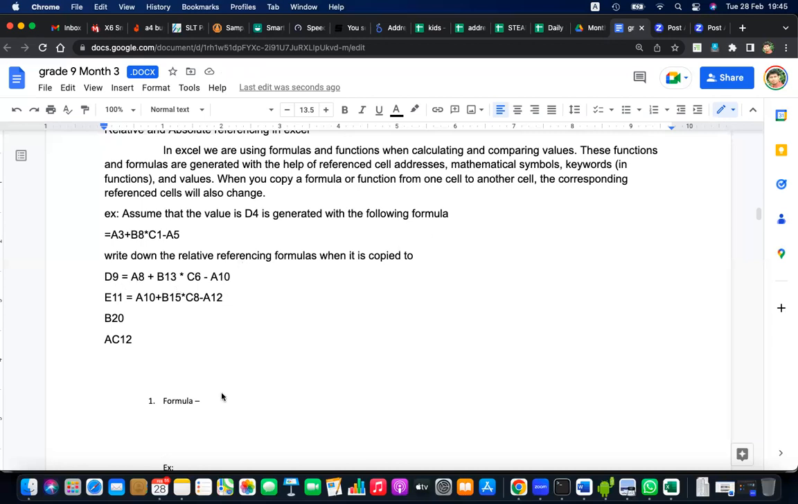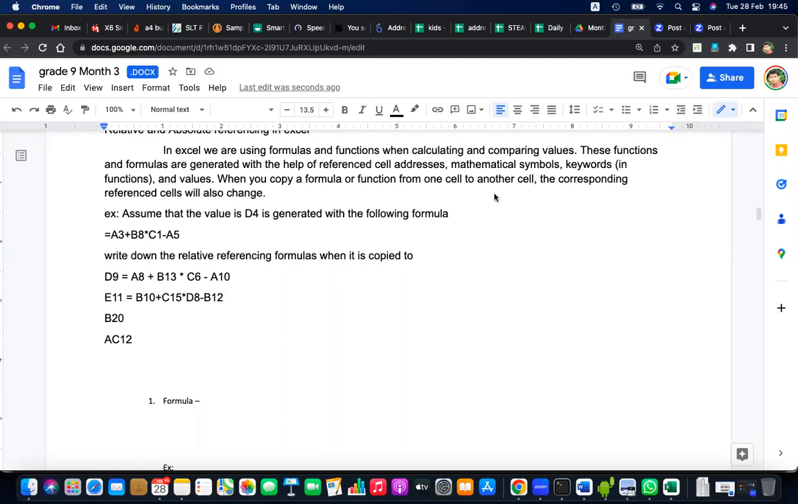Downwards it is 7, that is right. Horizontally, 1, right? D to E, it is 1. So this A should become B now. B should become C. C should become D. A should become B. And this is the formula: B10, C15, D8, B12.